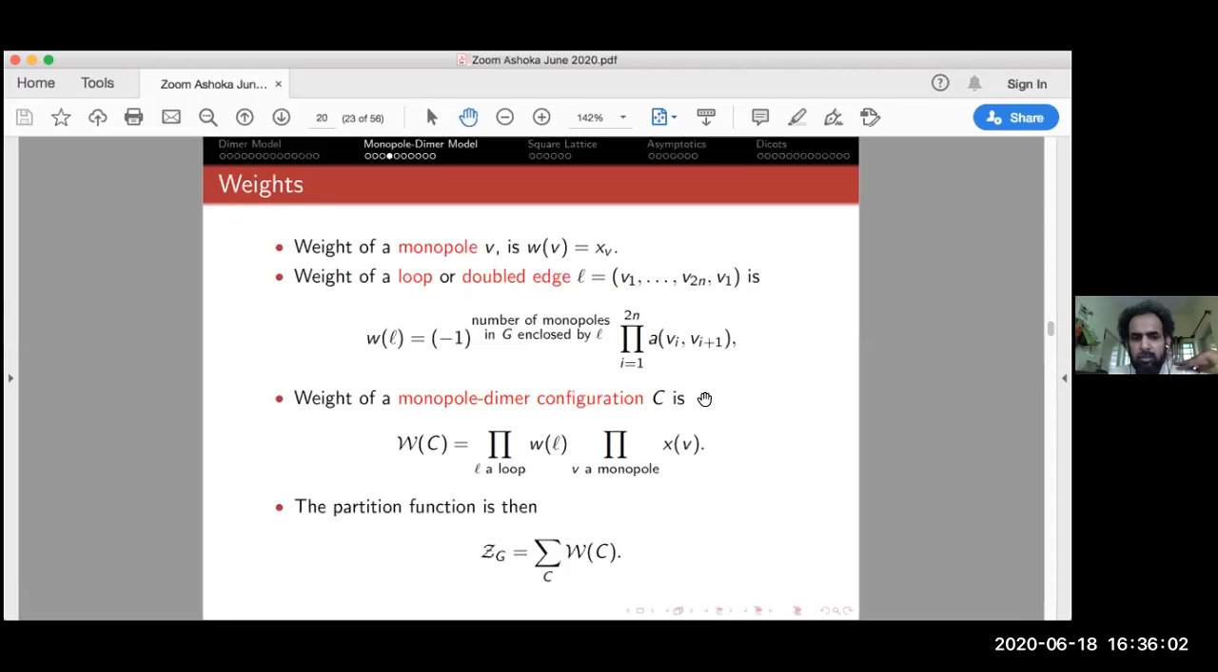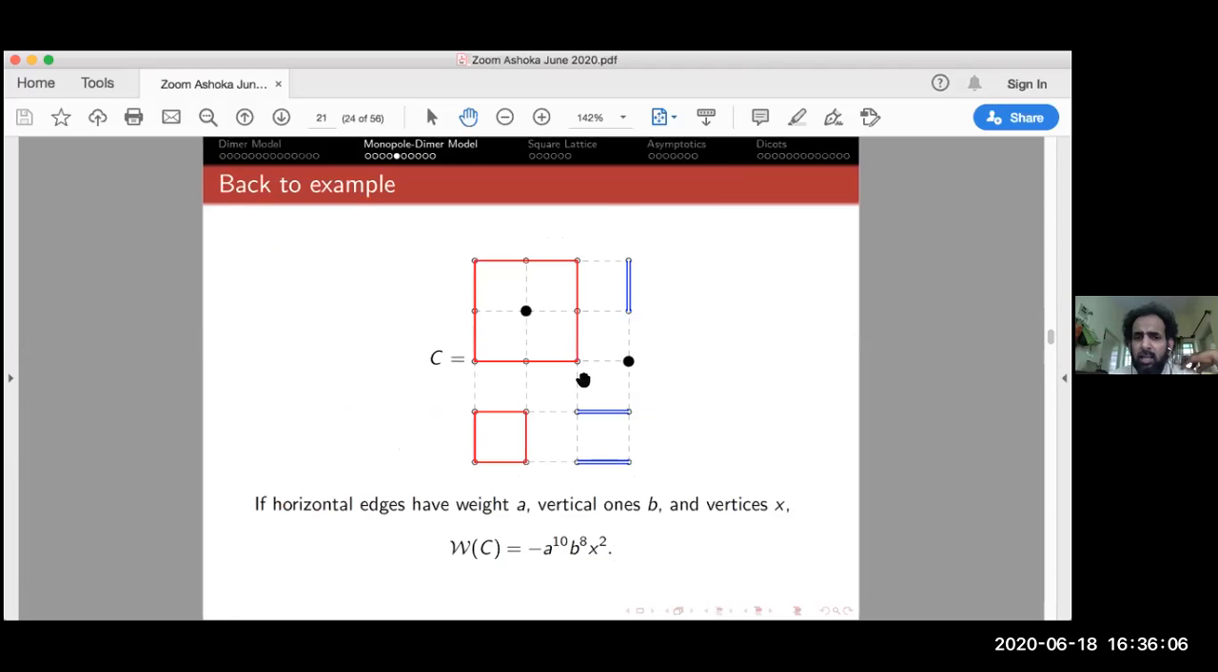weights of configurations. So again, in the same example, if I give horizontal edges weight A, vertical edges weight B, and vertices weight X, then I get an X squared for these two monopoles. I get A to the 10, B to the 8. I get a minus sign because this loop encloses the one monopole. This loop does not. So there's exactly one minus sign. So that is what comes up here.